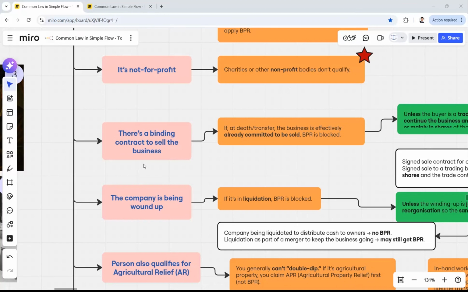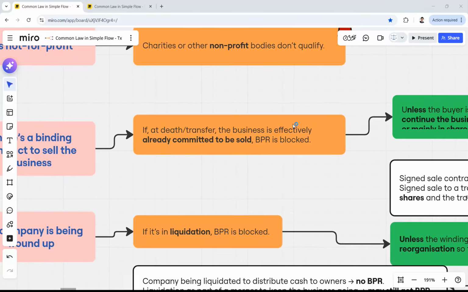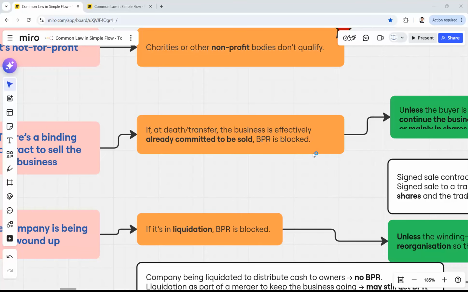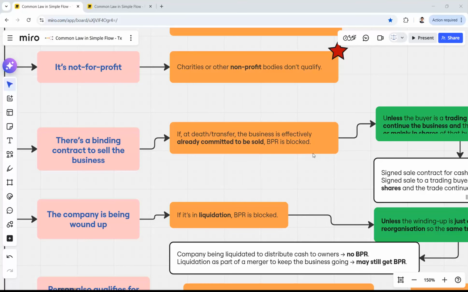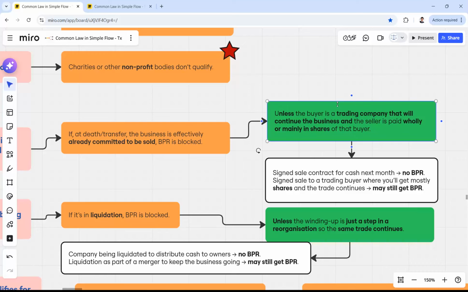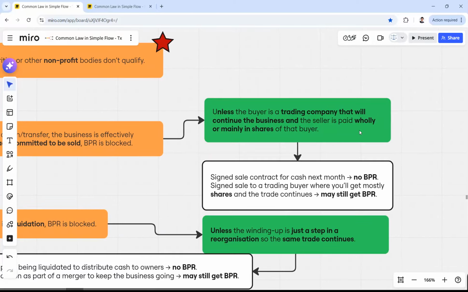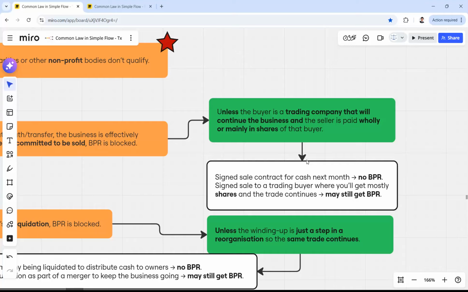Let's continue with the next one. There is a binding contract to sell the business. If at death transferred, the business is effectively already committed to be sold, BPR is blocked. Let's understand why. Unless a buyer is a trading company that will continue the business and the seller is paid wholly or mainly in shares of that buyer.